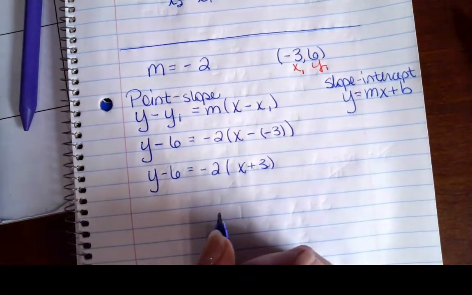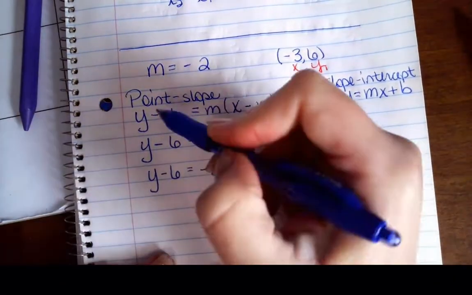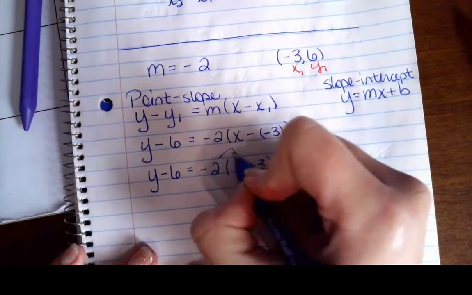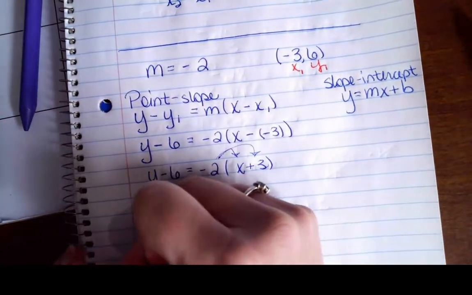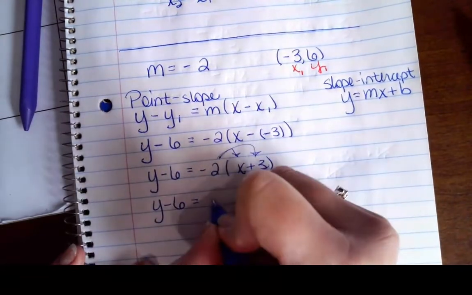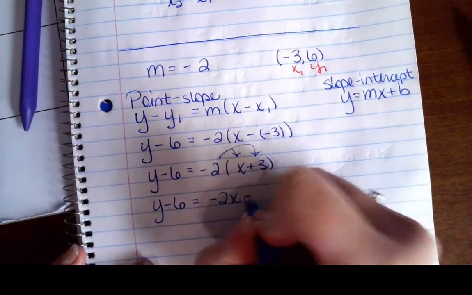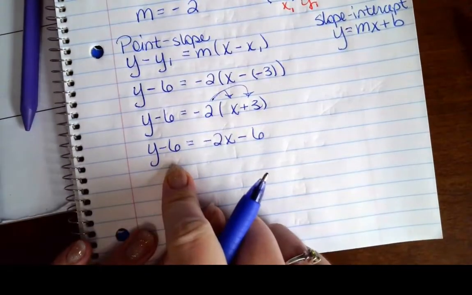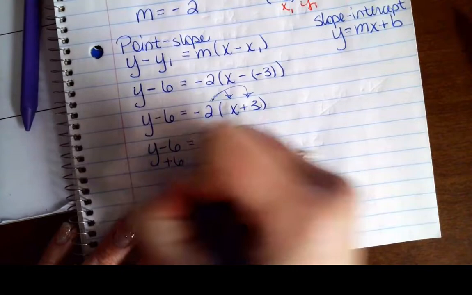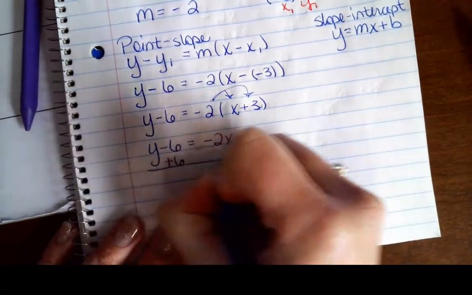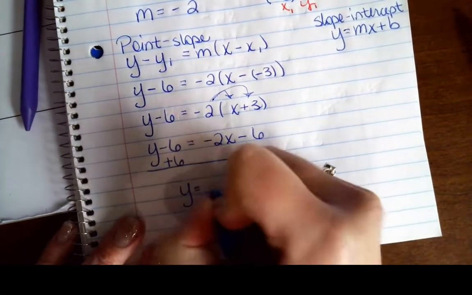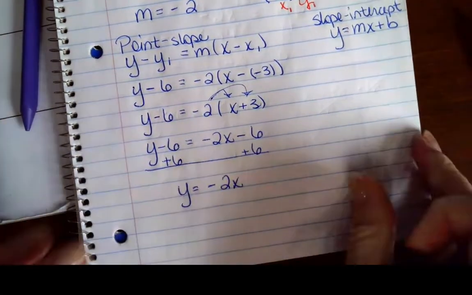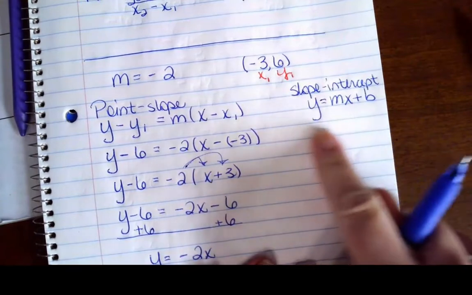And now we're going to distribute that -2 through. So again, I can't do anything on the left, so work on the right. So this is going to be y minus 6 equals -2x minus 6. And now I'm going to get y by itself. So that means I'm going to add 6 to both sides, which gives me a final answer of y equals -2x.